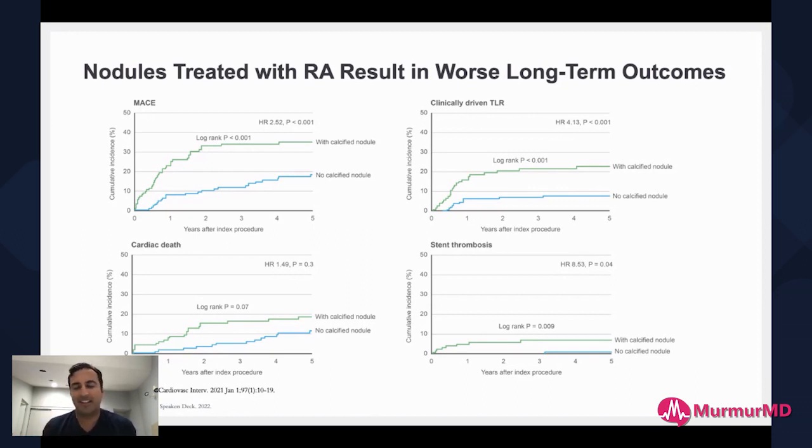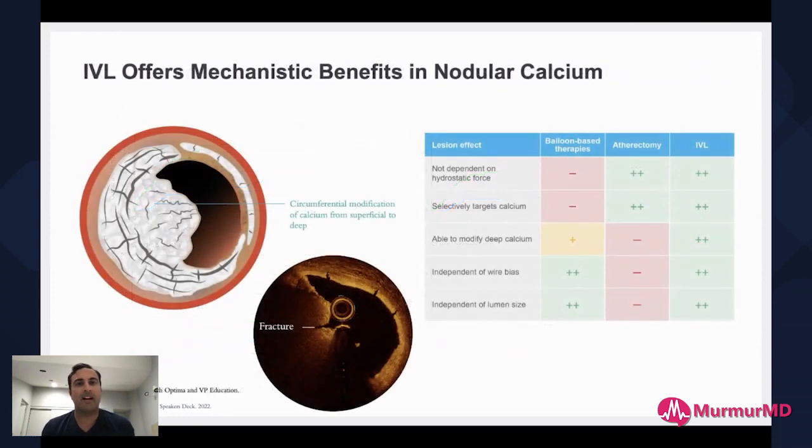It's been a challenge for us, and this has been an issue for quite some time now. But hopefully, with evolving technologies, evolving techniques, and more research that comes out, we can conquer this space as well. I think where IVL potentially offers a lot of benefits is it doesn't really depend on the pressure of the balloon or anything like that. It actually targets calcium versus soft tissue.